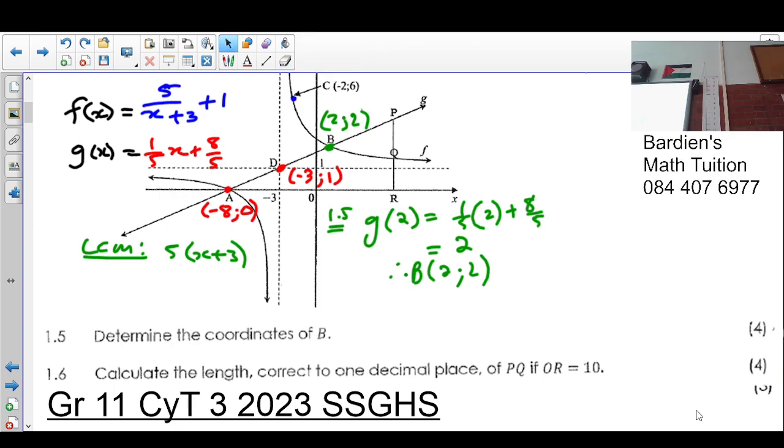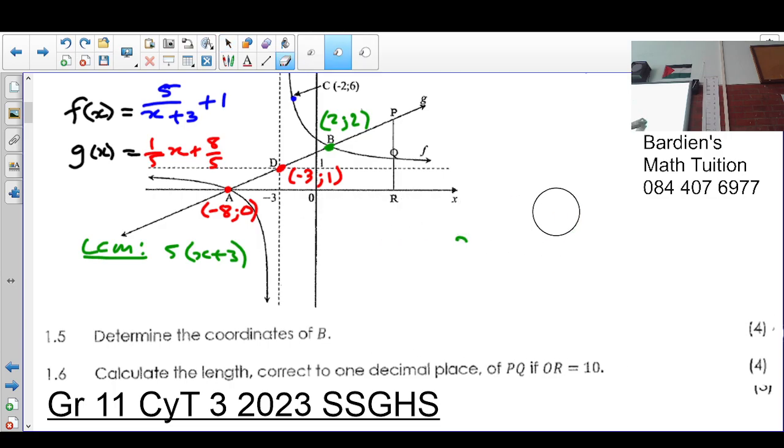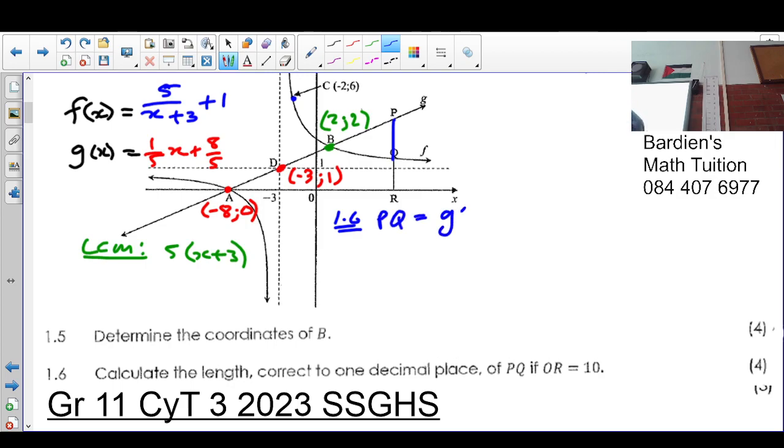Calculate the length, correct to one decimal place, of PQ. Okay? So let's go. So how do we calculate the length of PQ? It's the distance between two graphs, not so? So it's going to be the top graph minus the bottom graph. So it's g of x minus f of x. So g of x is going to be 1 over 5x plus 8 over 5 minus f of x, which is 5 over x plus 3 plus 1.